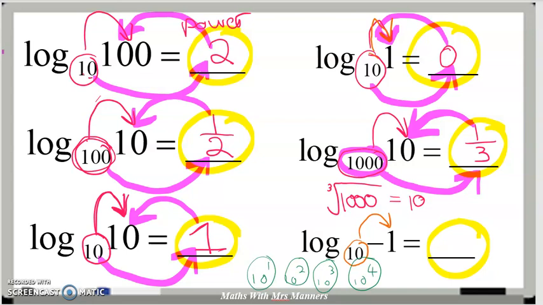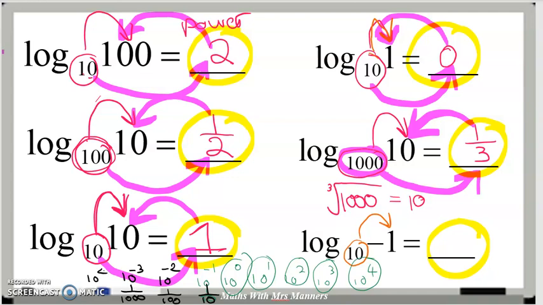So what about if I raised it to the power of 0? Let's go smaller. That would give me 1. And what about if I raised it to the -1? 10 to the -1 would give me 1/10. And 10 to the -2, that would give me 1/100th. And 10 to the -3, that would give me 1/1,000th.